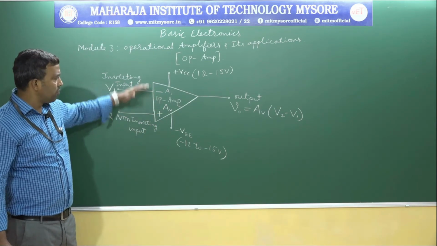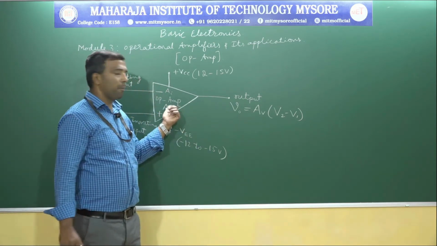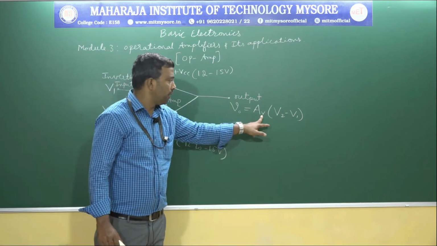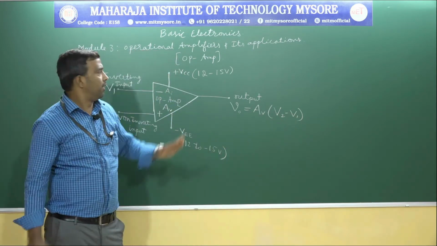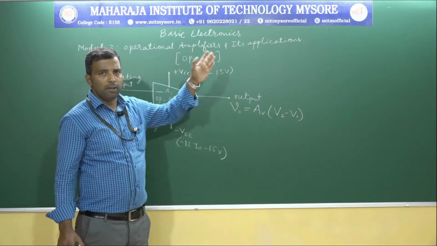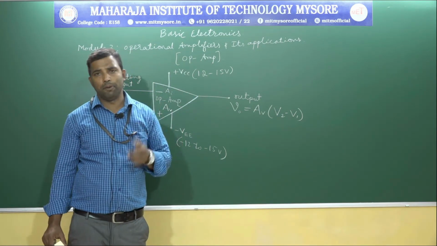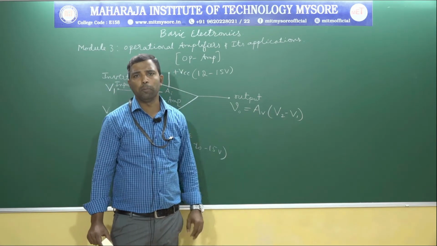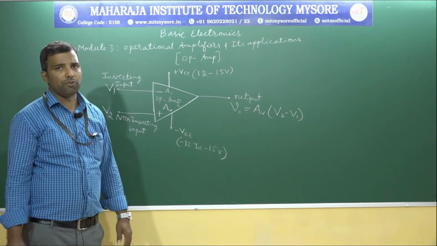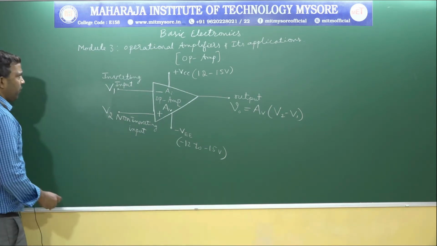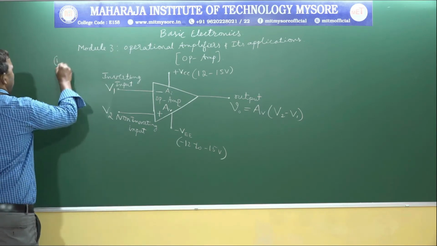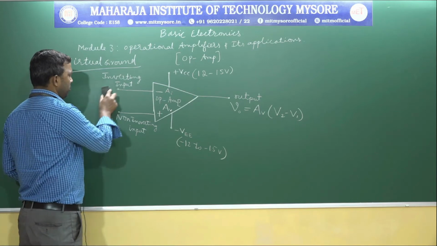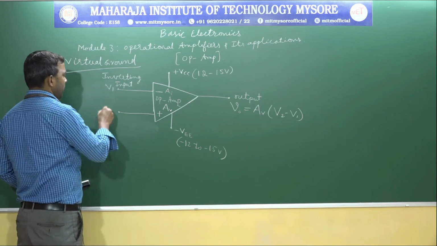Therefore, the difference of these two into the amplification factor is AV (V2 minus V1). This operational amplifier is also called a differential amplifier because it is amplifying the difference of the two inputs. Some parameters. For example, the first parameter is the virtual ground property. Virtual ground means, let us consider that these are the two inputs, V1 and V2.